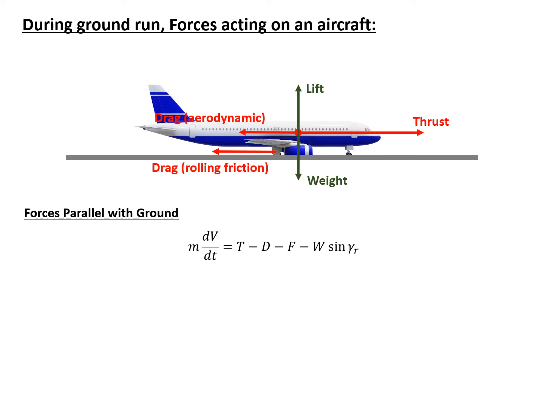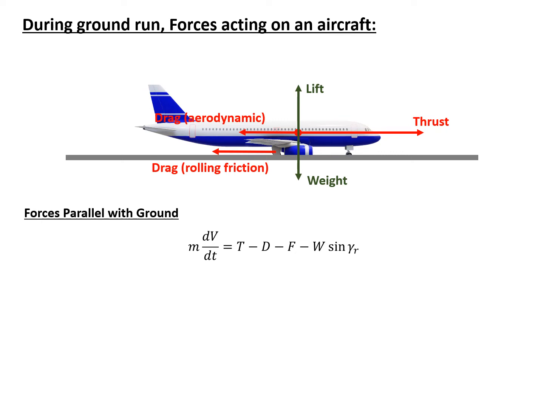And we can see there are two types of drag acting on the aircraft. One is the aerodynamic drag, because when the aircraft is moving within the air, a drag is produced. And also we have the rolling friction drag. This is because the undercarriage, or the wheels of the aircraft, are moving along the runway. So that's the rolling friction drag.